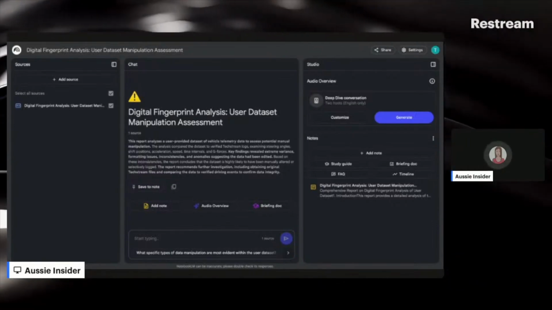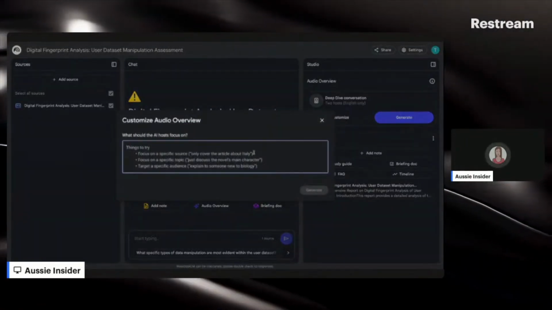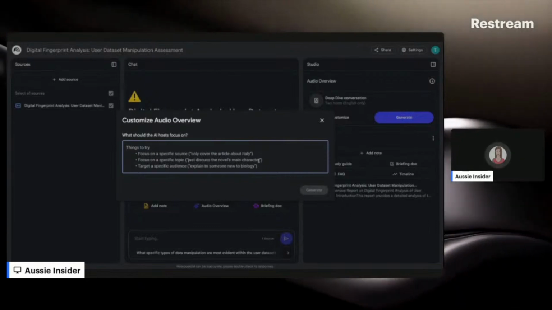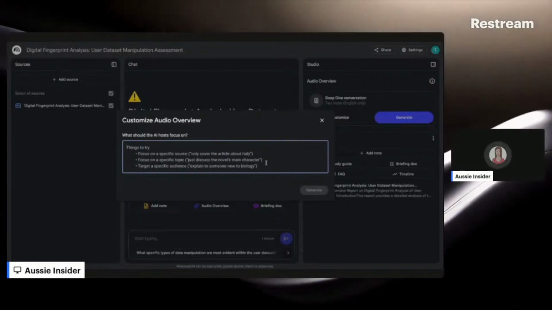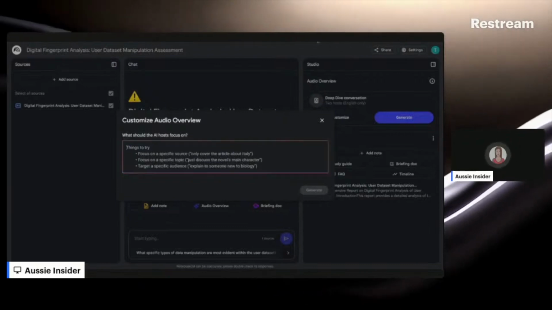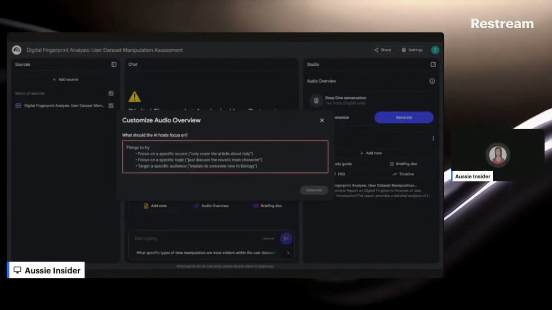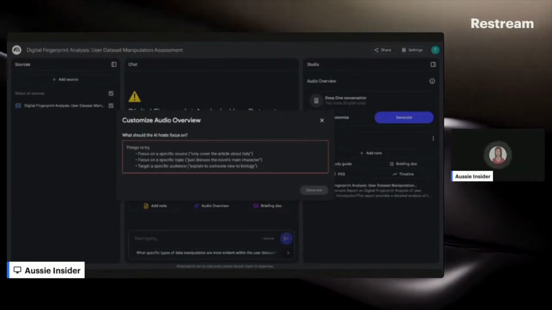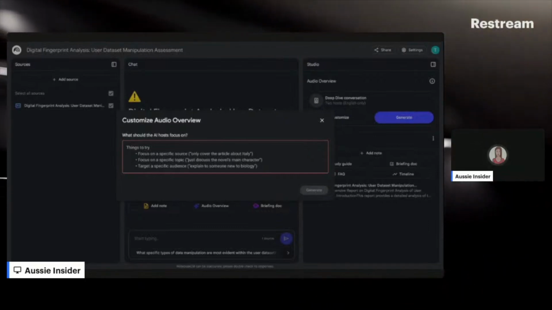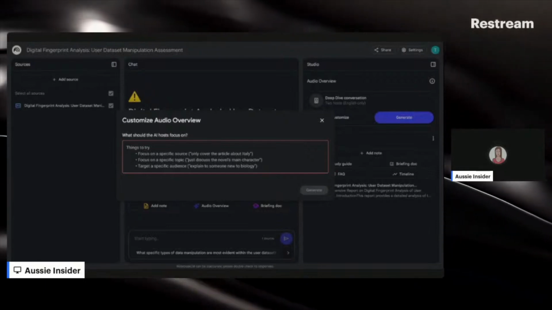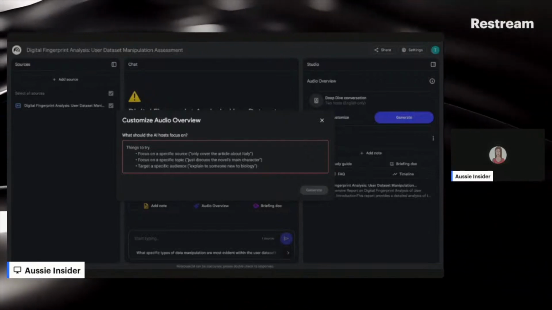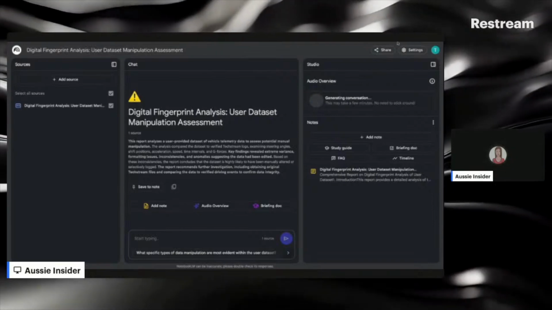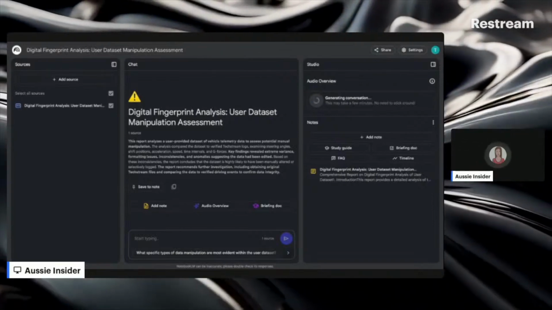You can customize it. Like in here it says you can focus on a specific source or focus on a specific topic. You can target a specific audience. Like you can tell it what you want the AI hosts to focus on and how you want it to address the situation. So just generate it automatically, see what we get. All right, let's do that. Wing it, rip it. Let's generate it, see what we come up with.